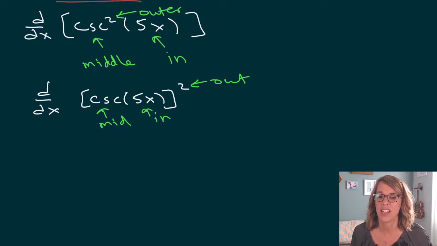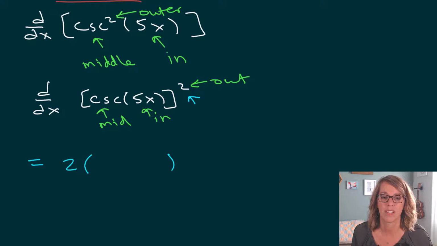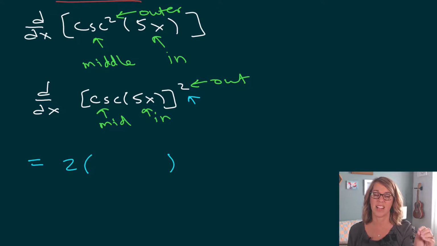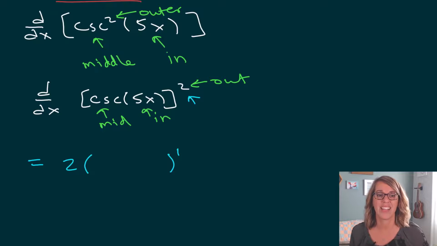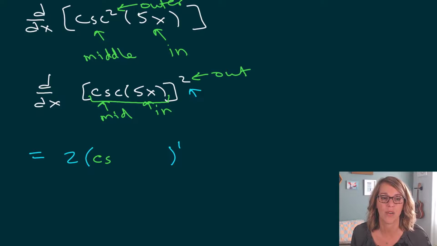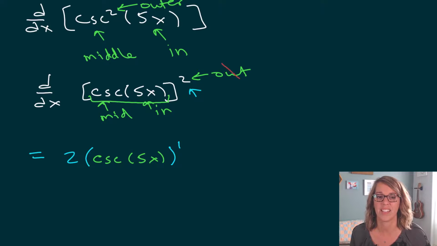As I'm differentiating, I'm going to go ahead and do the power 2 first. Let's do this in blue. I'm going to use just a straightforward power rule. So 2 comes out in front, and I'm going to reduce my power. 2 minus 1 is 1. Well, what I've got on the inside here is everything else. So I'm going to go ahead and put in that cosecant of 5x. Okay, my outer function is done.